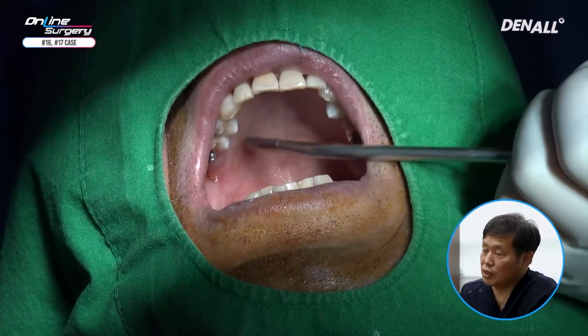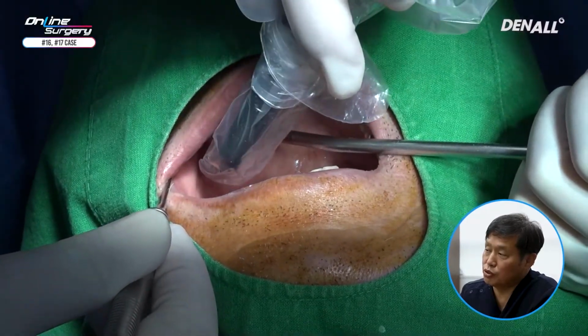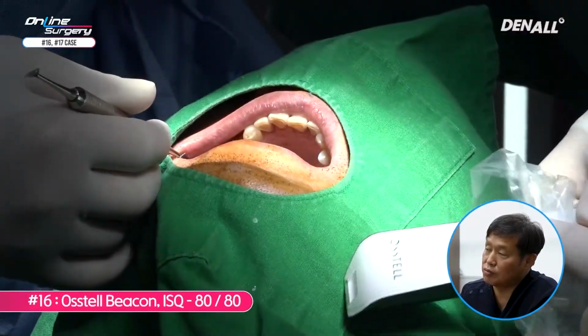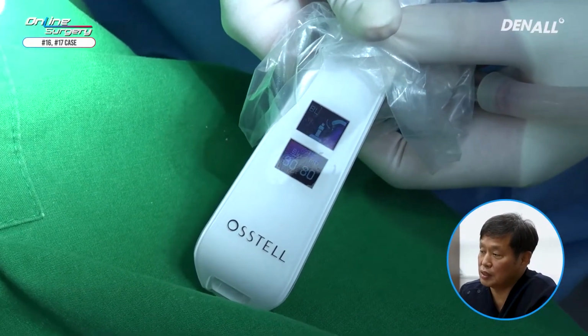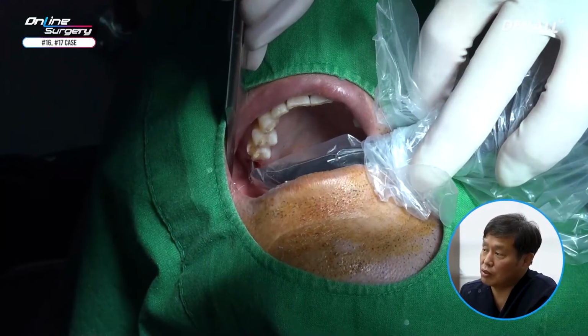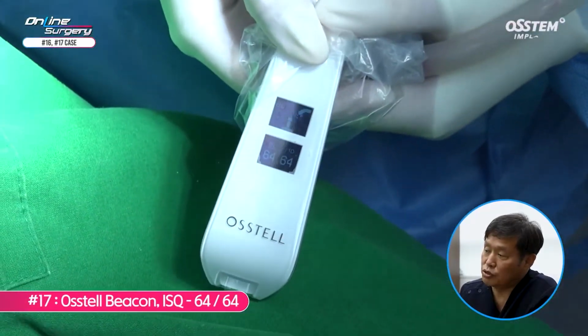ISQ value is measured. Number 16. It was quite hard, so the ISQ value is up to 80. Initial torque seems increased in number 17. It is 64. It is slightly less than 70.